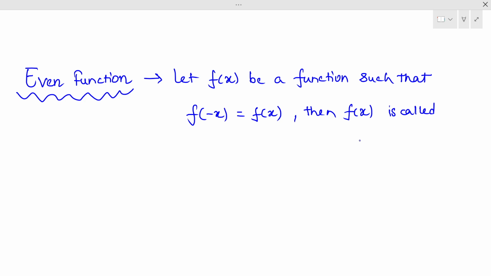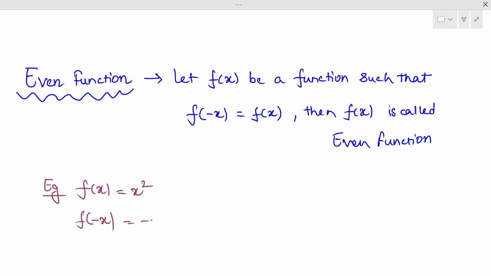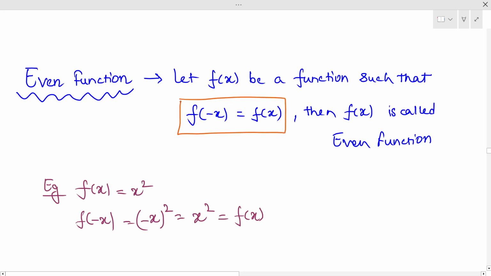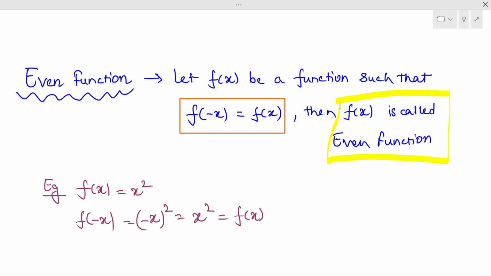Now, what does this mean? Let's see. Suppose I consider one example, f(x) = x². If I take f(-x), that will be (-x)², which is again x², which is the same as f(x). So if this condition is satisfied, that f(-x) = f(x), then the function is said to be an even function, right? This is called an even function.